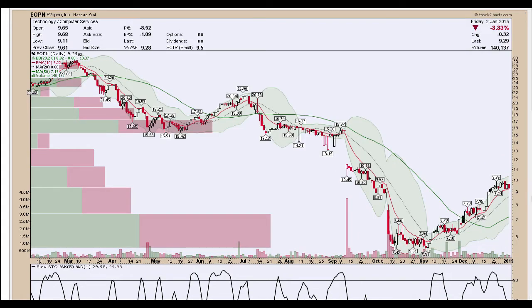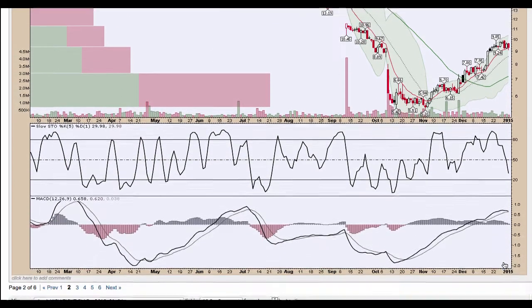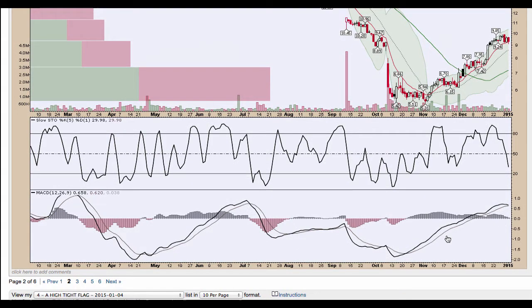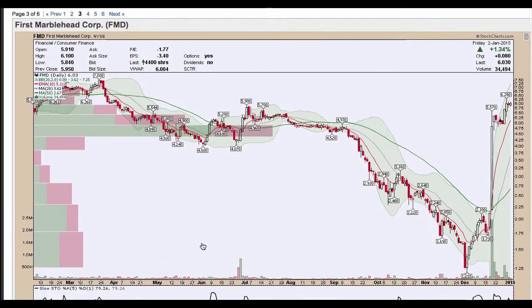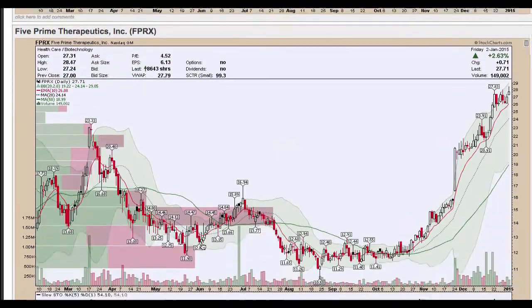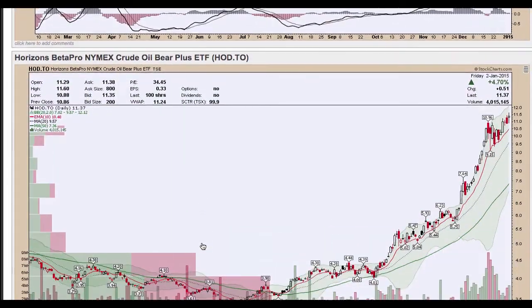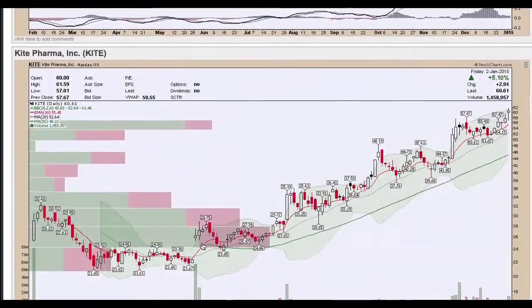EA open, holding the 10 period EMA. Note this big volume by price pocket. Slow stochastic needs to turn back up, as does MACD. Some nice charts here. You can see what this scan finds.